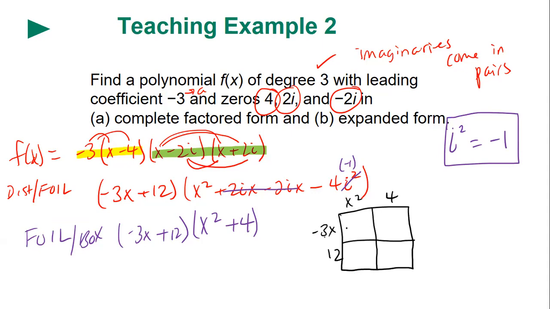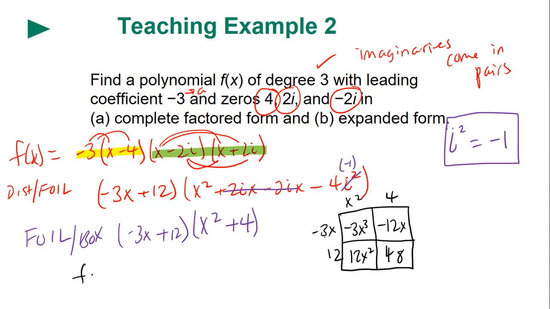-3x times x squared is -3x cubed. -3x times 4 is -12x. 12 times x squared is 12x squared. 12 times 4 is 48. A lot of times, if you are a visual learner, the box works better than FOIL. And whichever one you want, by all means, please do. I just want to make sure you know that you're capable of doing either one.